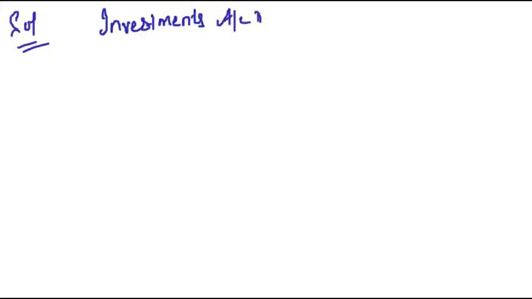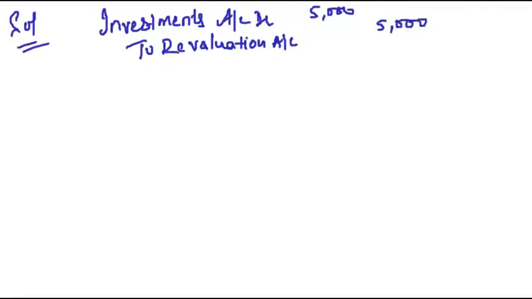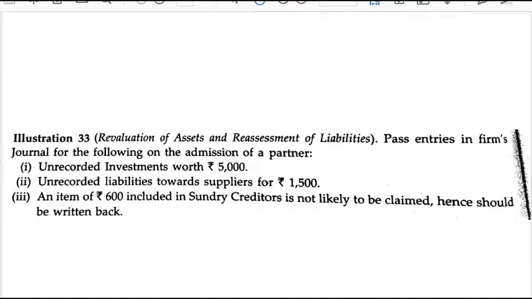Now what to do about that? We will bring that in the books. Unrecorded asset, increase in asset. What will be the entry? Entry will be investments account debit to revaluation account. Amount is 5,000 and 5,000. This is entry number 1. There is an increase in the asset, that is investments, by 5,000. These investments were unrecorded in the books. Now we will record it in the books. Our asset side will increase by 5,000.